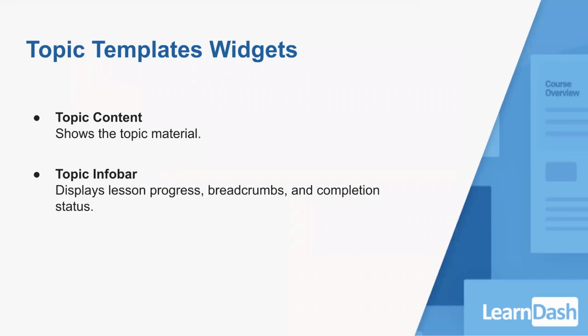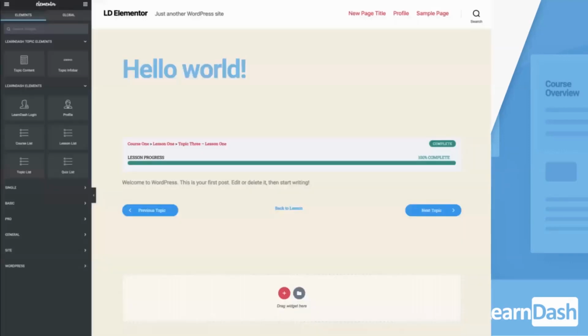And then for topics, they're the same: topic content and topic info bar. You get your navigation, your info bar. You can control the size, the color, and I'm not sure what else.